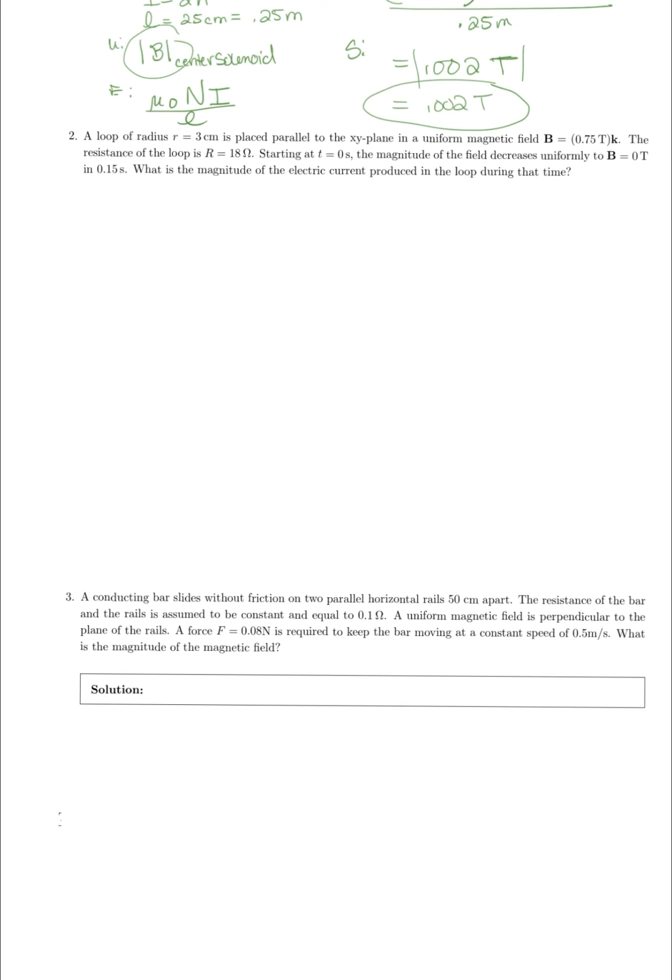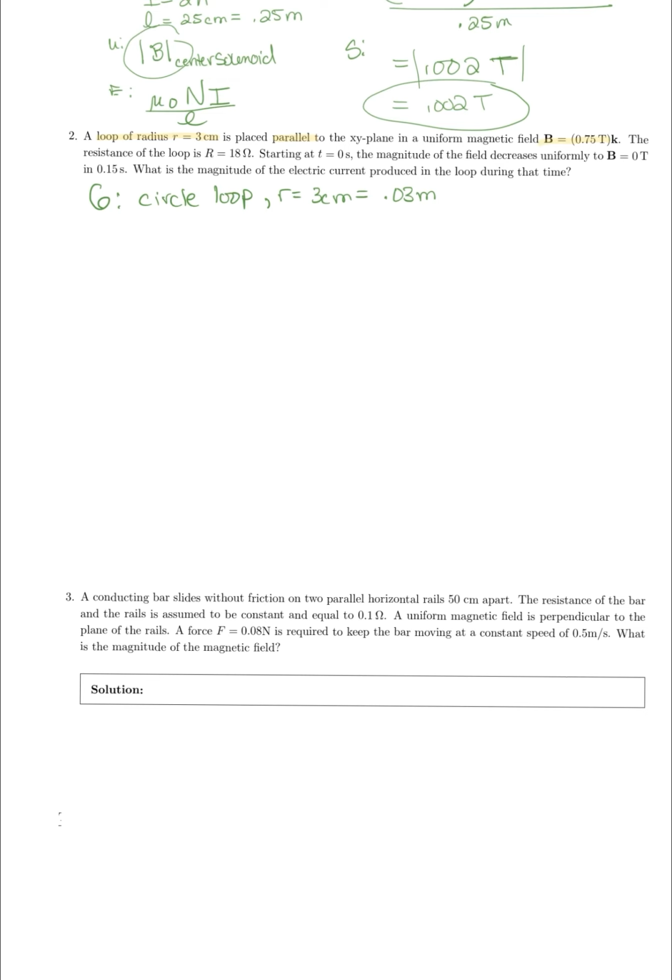So we're given that we have a loop, and the loop has a radius of r equals 3 centimeters. So we know that the shape we're talking about is going to be a circle, because a circle has a radius, right? So we're given that we have a circle loop, and our radius is 3 centimeters, which is 0.03 meters. Okay, and it's placed parallel to the XY plane in a uniform magnetic field of B equals 0.75 Teslas.